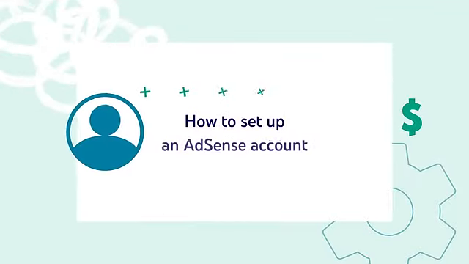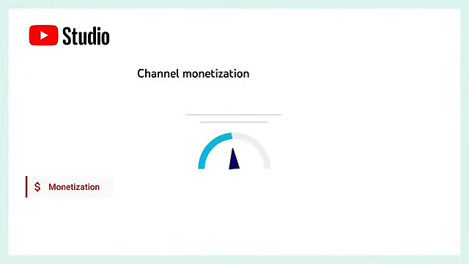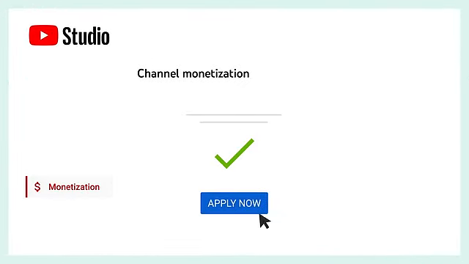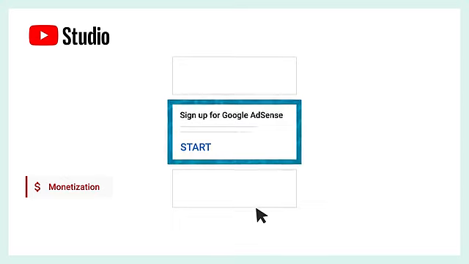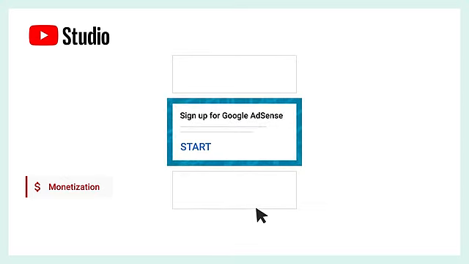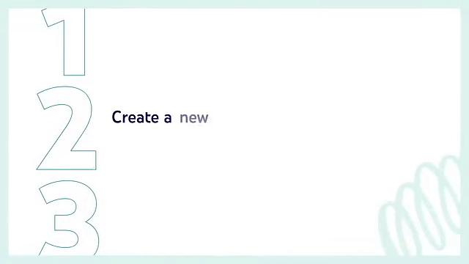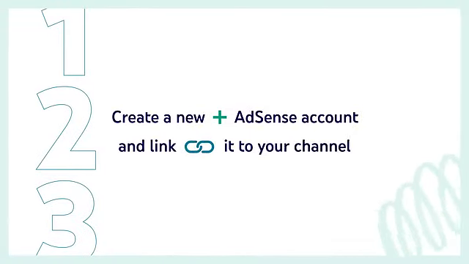Now let's walk through how to set up an AdSense account. Once you're eligible to apply for the YouTube Partner Program, we'll prompt you to create and connect an AdSense account as a step in the application process. Note that if you're not yet eligible to apply for the YouTube Partner Program, we recommend holding off on creating an AdSense account until you are eligible. When you're ready to apply to the YouTube Partner Program, here are the steps you'll need to follow to create a new AdSense account and link it to your channel.